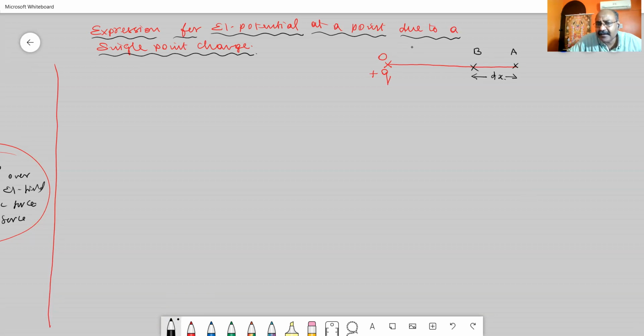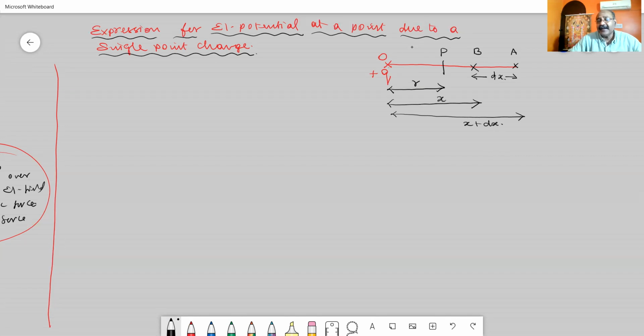Now, on the same line, you consider another point P. From the point O, the point P is at a distance of R. If you consider the point B from O, then this distance is x, that is R plus this distance. If I am taking the point A from O, then this distance is x plus dx.